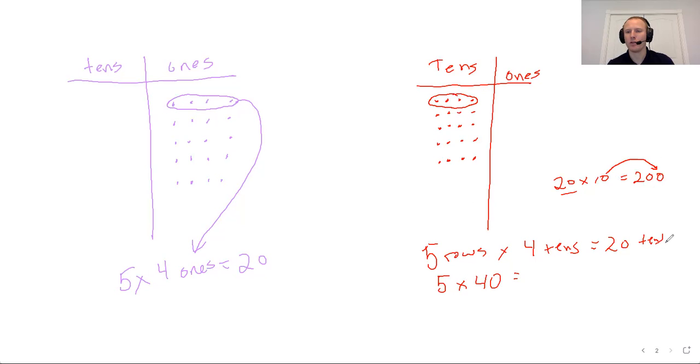We end up with an answer of 200. Another way we can solve that would be to use our distributive property, and we're going to say 5 times, and I'm going to make this 4 times 10, because 40 is really 4 times 10. Then I can use the distributive property to do the 5 times 4 first and get 20 times 10, and we've already solved that up there, that it equals 200. So that's the other way that you're going to see this presented to you today.